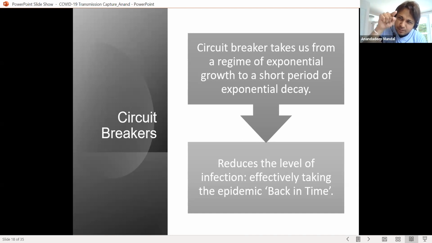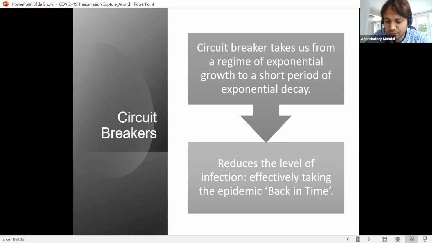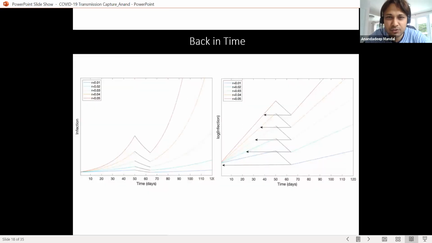That means you stop the propagation and you pull it back a bit more. So you take your propagation rate to a delay. That means you pull it back. So it can also be called back in time, effectively taking the epidemic one step earlier, before the peak. So we are in the peak, circuit breaker, you go to before the peak, where the deaths and ICU occupancy are less. That's why we did circuit breakers, and I'll show you some graphs which we presented.